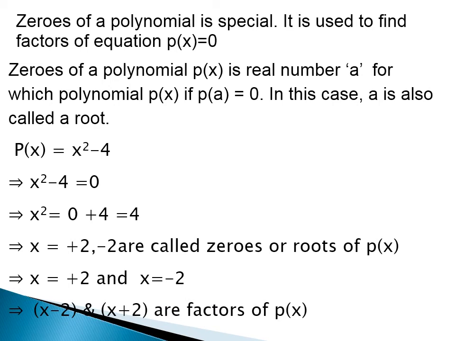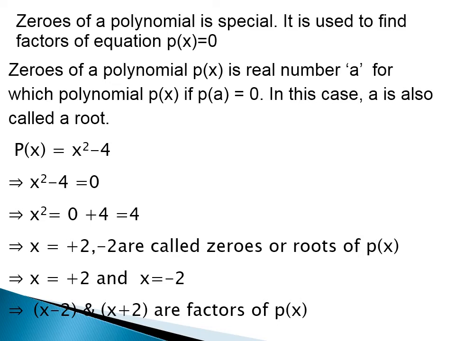Zeros of the polynomial are also called the roots of the polynomial. Now see the example. p of x equal to x square minus 4. Solving method only: x square minus 4 equal to 0, x square equal to 4, x equal to plus 2 and minus 2, which are called the zeros of p of x. I told you that zero and root have the same meaning. So x equal to plus 2 and x equal to minus 2 are called zeros or roots of p of x. So both words are correct.